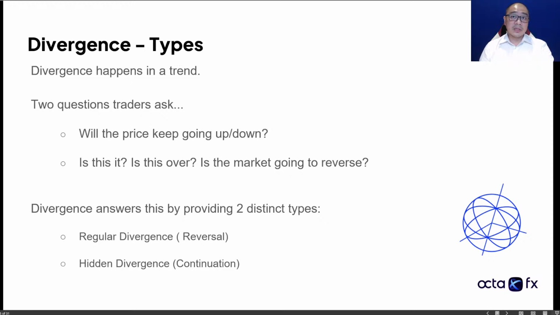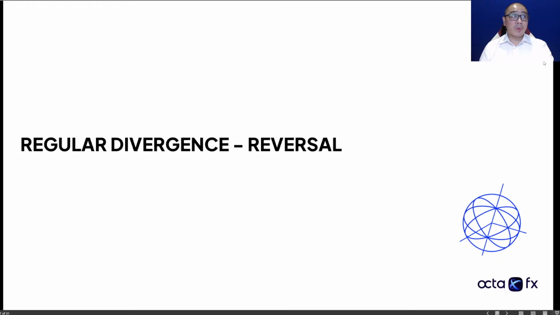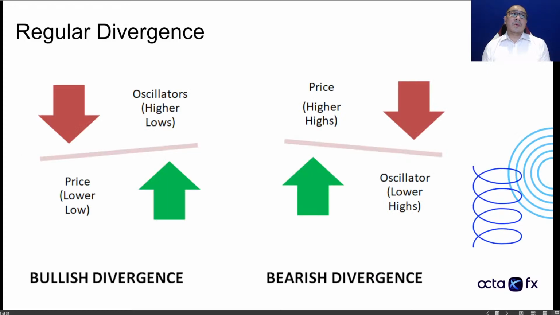Okay, so let's get started with regular divergence, which is reversals in the market. So this is pretty normal, right? This is going to answer that question, whether the trend is going to continue to go up or is it going to reverse. Is the trend going to be ending? That's basically looking for a reversal in the market.